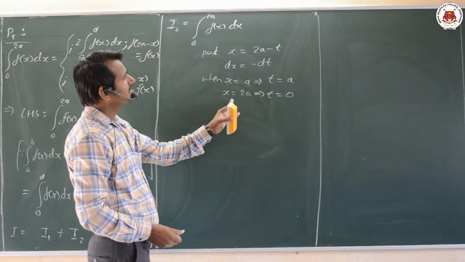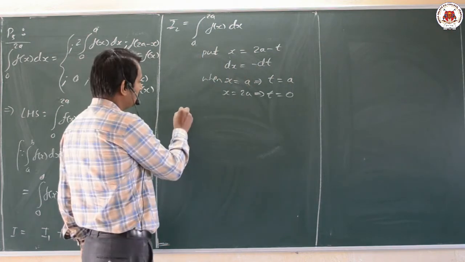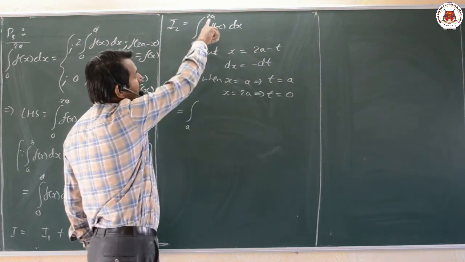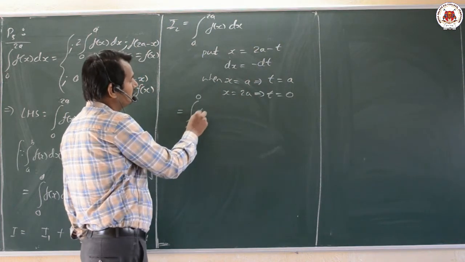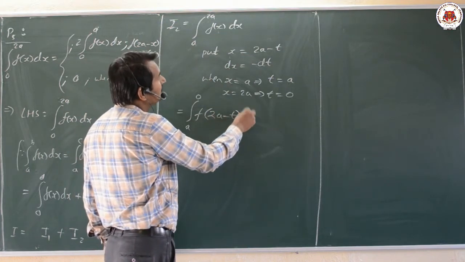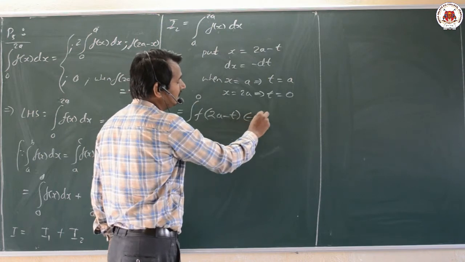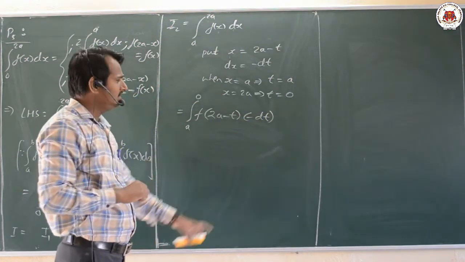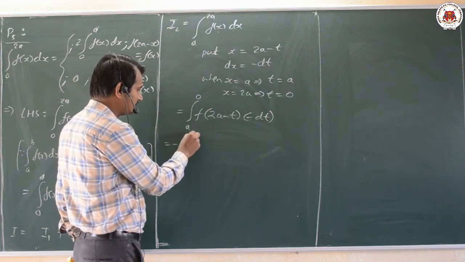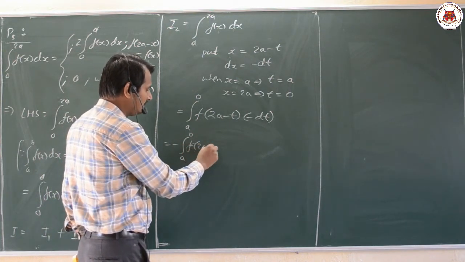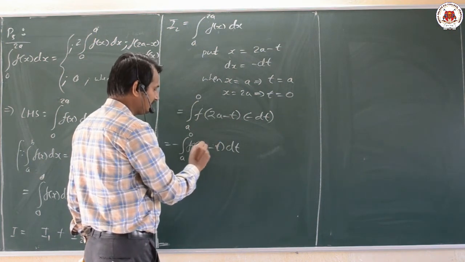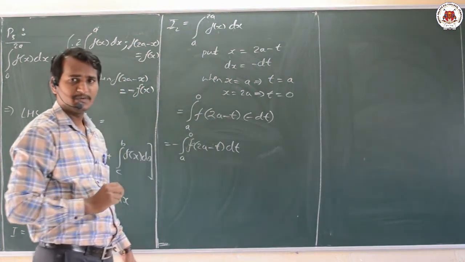Now here I can substitute all these values in the above. So what we get: when x equals a, t equals a, and when x equals 2a, t equals 0. f of x, where x is nothing but 2a minus t, and dx is minus dt. Now you can take this minus sign outside. What we get is equal to minus the integral from a to 0 of f of 2a minus t dt.